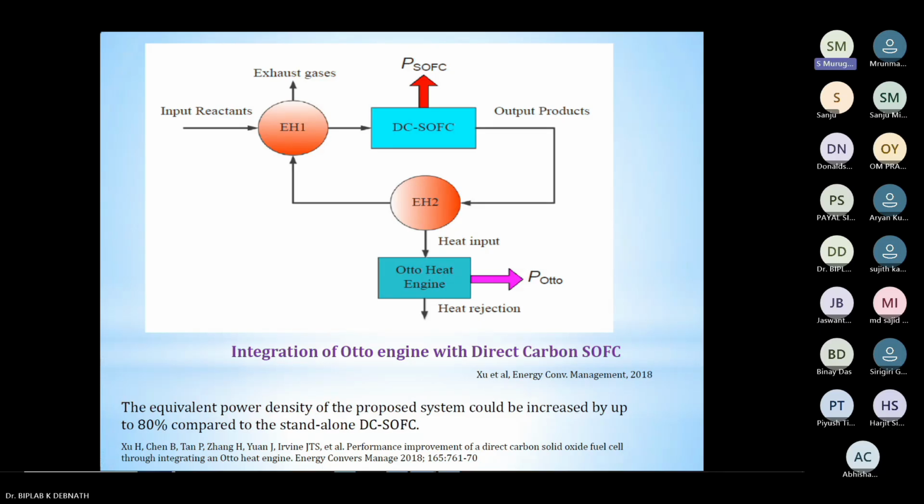Of course, this is one example. You can combine an SOFC, solid oxide fuel cell, with an Otto engine. Here you get one primary power output from the fuel cell and a secondary power output from running the Otto heat engine, that means the petrol engine. Next, please.